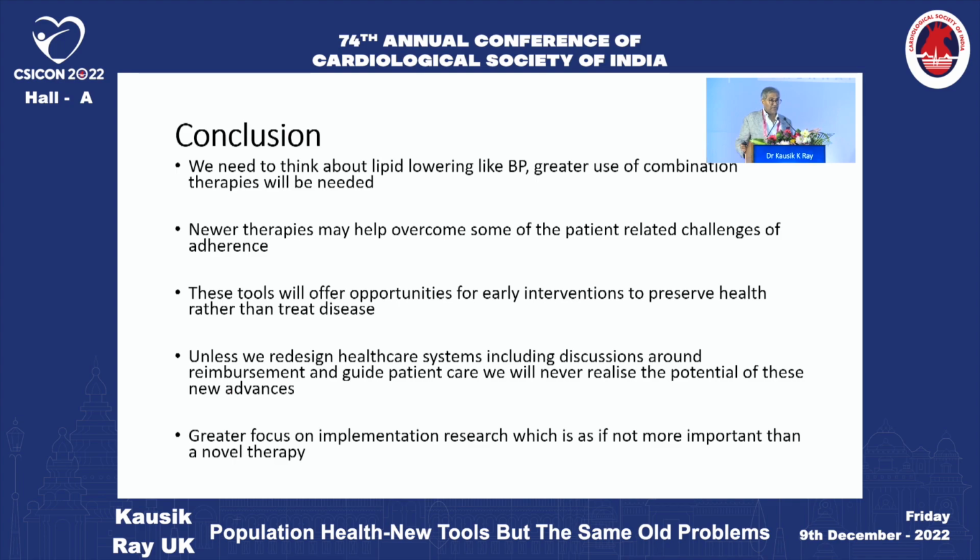So new treatments need to be like blood pressure, combination therapies, and we're only going to be able to use these if we start to have sensible decisions with payers and policymakers about how we can implement them, not for outliers, but for the bulk of the population.